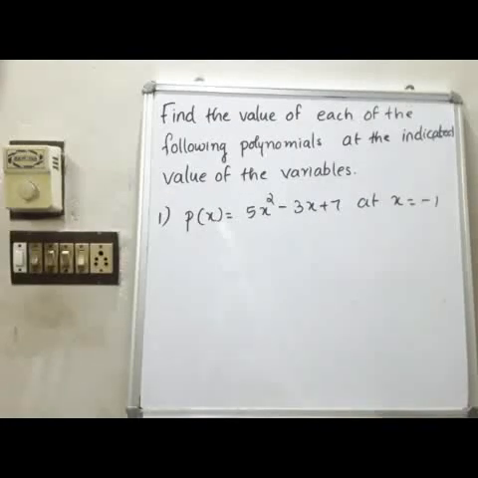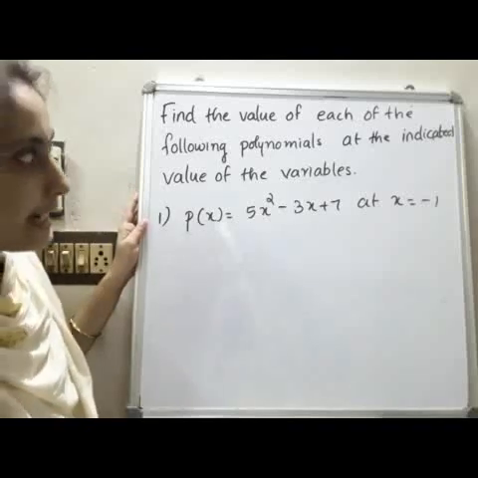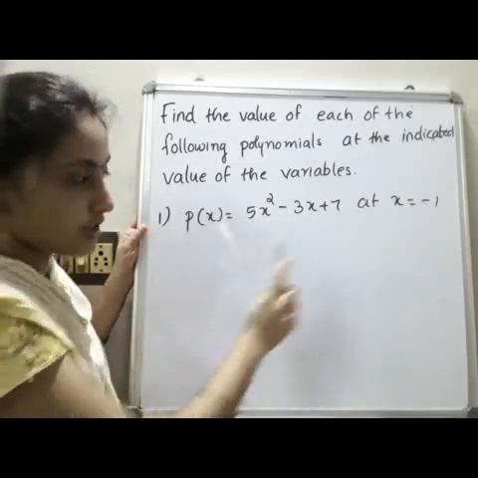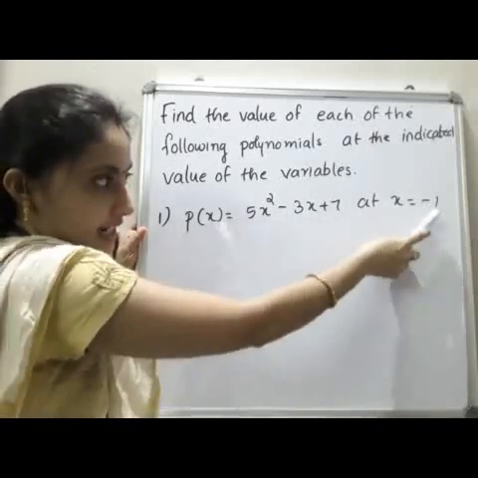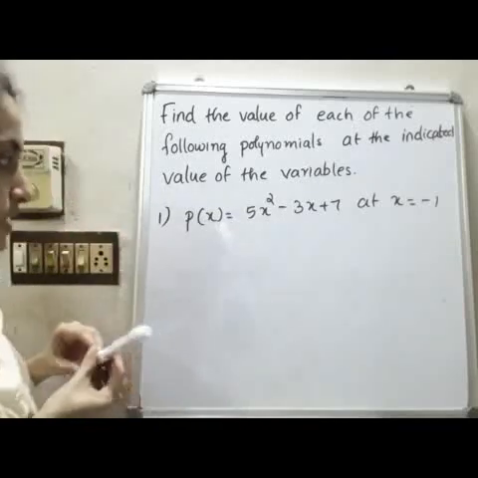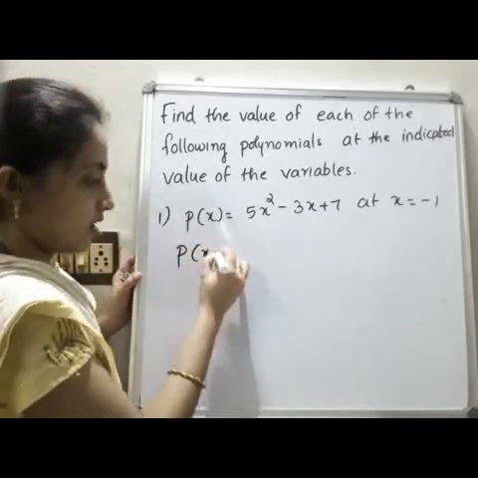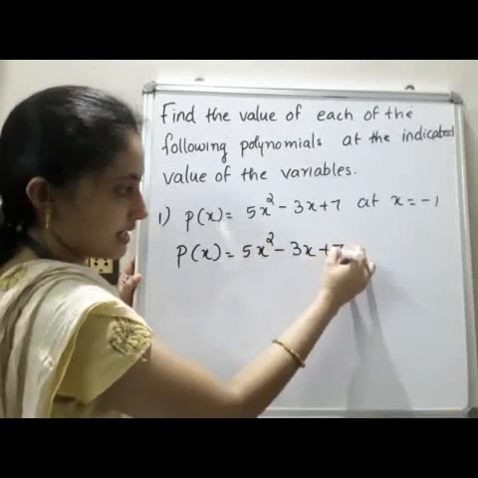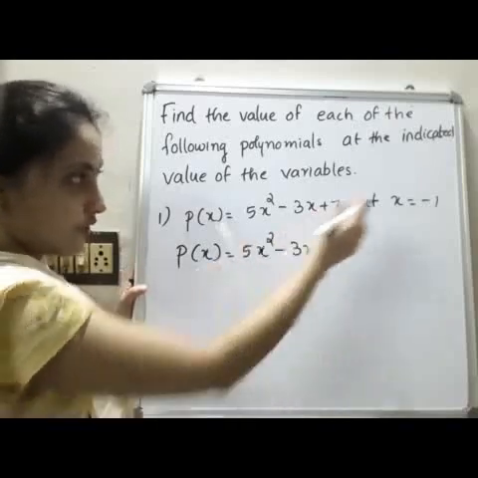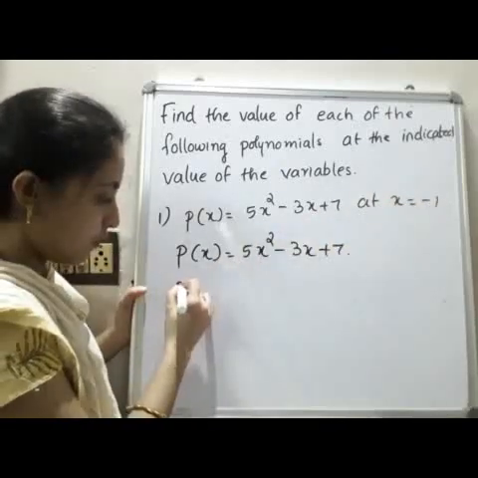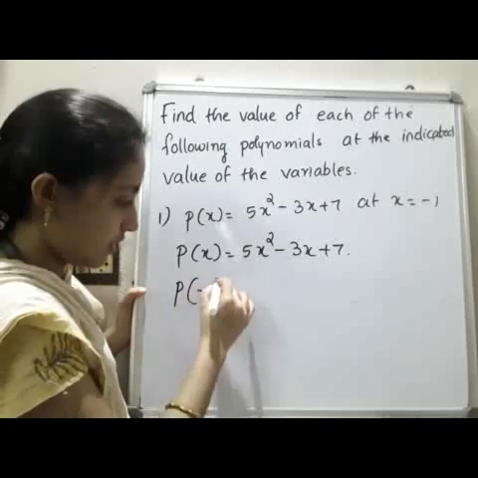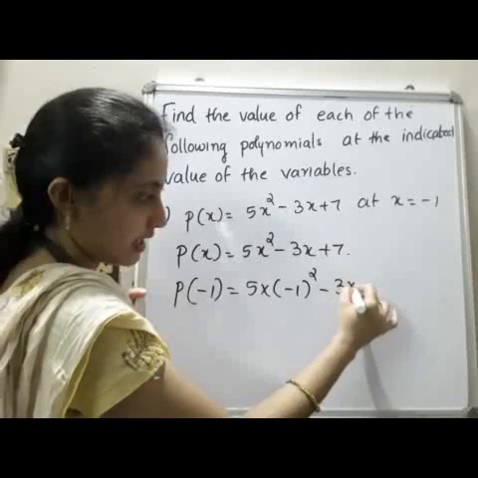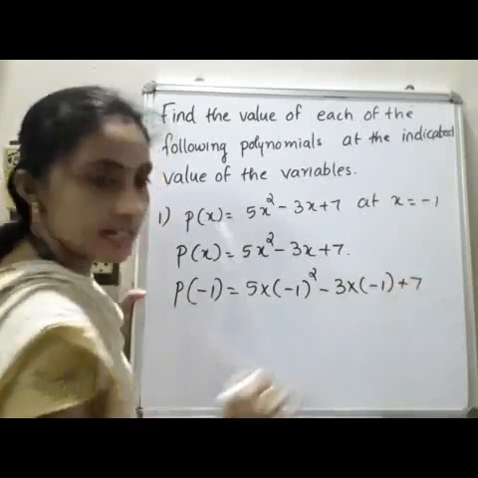Next question is, find the value of each of the following polynomials at the indicated value of the variables. Here we already got the polynomial p of x. You have to find the value at x equal to minus 1. So what is the first step? Write p of x. P of x is equal to 5x square minus 3x plus 7. Then we have to find x is equal to minus 1, so p of minus 1, that is equal to 5 into minus 1 square minus 3 into minus 1 plus 7.